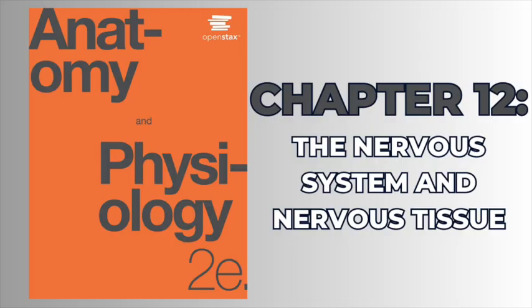Learning objectives. By the end of this section, you will be able to: identify the anatomical and functional divisions of the nervous system; relate the functional and structural differences between gray matter and white matter structures of the nervous system to the structure of neurons; list the basic functions of the nervous system.